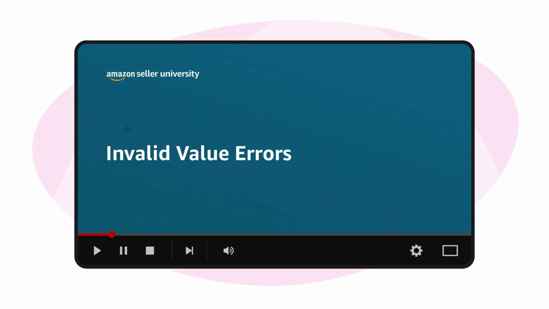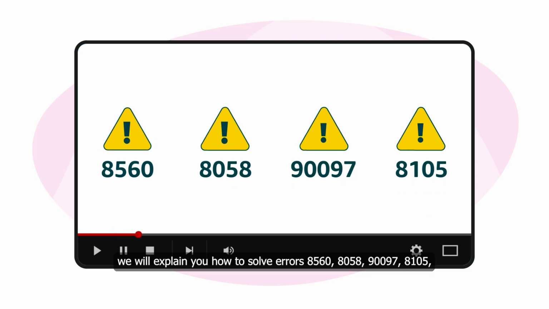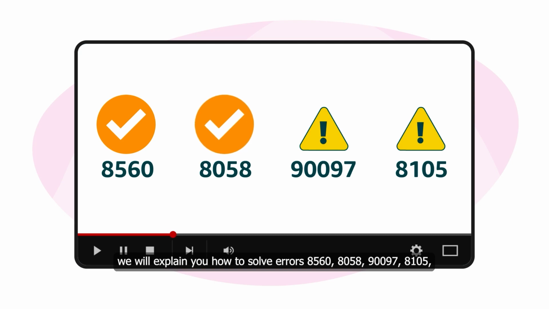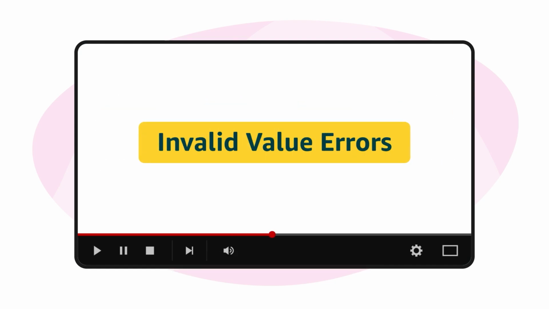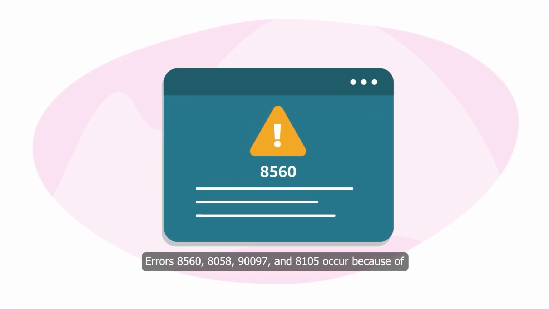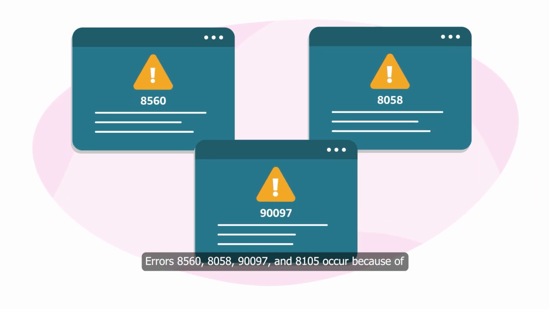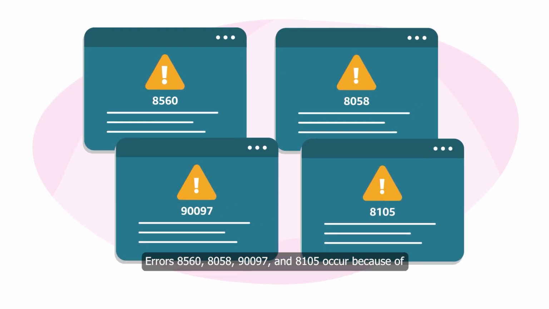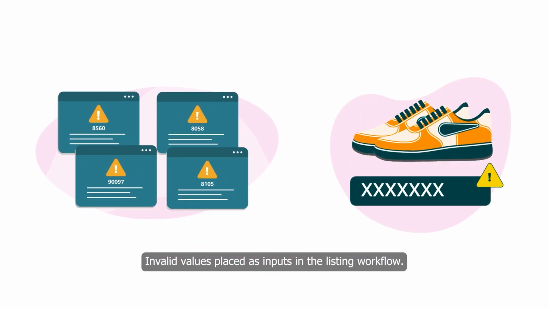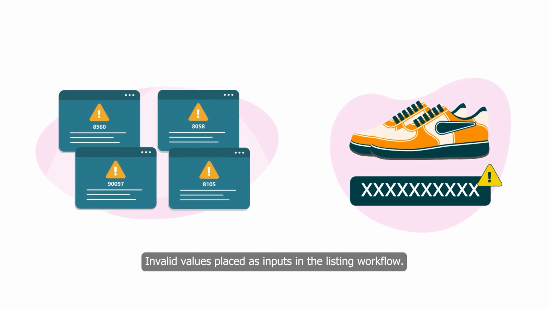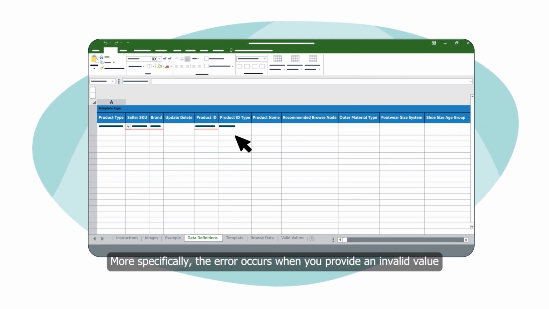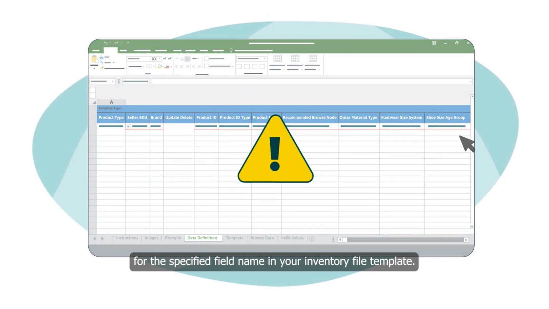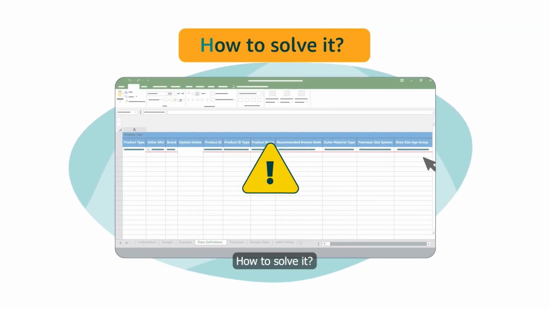In this short tutorial, we will explain to you how to solve errors 8560, 8058, 90097, 8105, commonly known as invalid value errors. Let's start. Errors 8560, 8058, 90097 and 8105 occur because of invalid values placed as inputs in the listing workflow. More specifically, the error occurs when you provide an invalid value for the specified field name in your inventory file template.